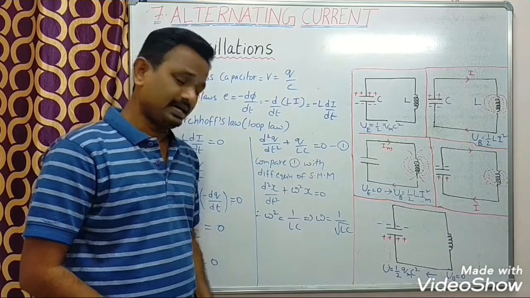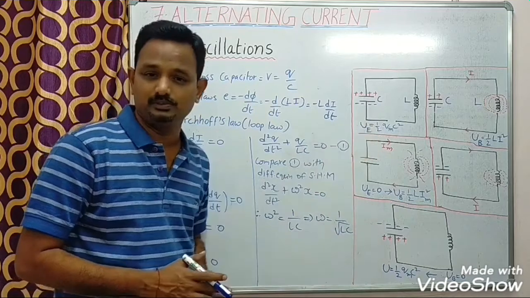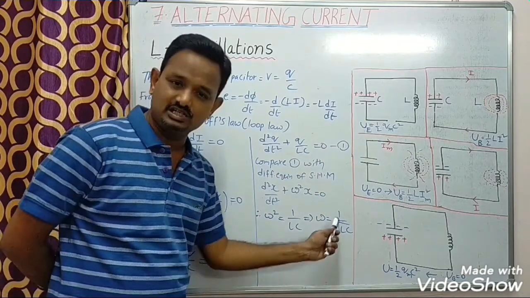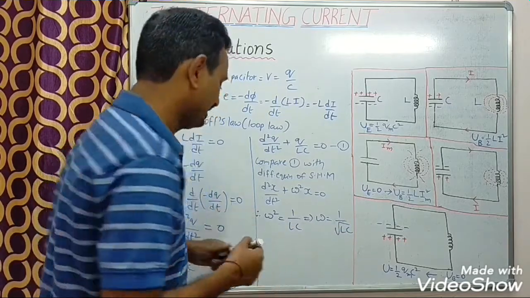So I got the angular frequency, omega equal to 1 by root LC. Here I can find the frequency of the LC circuit. Now I got the angular velocity, omega equal to 1 by root LC, and now I will calculate the frequency here.